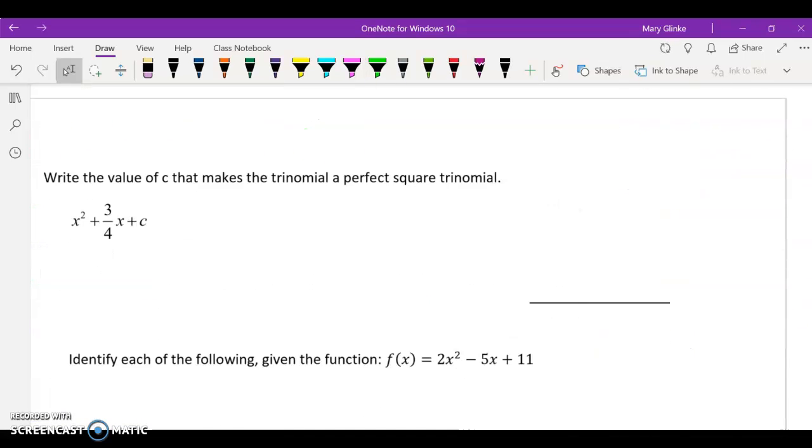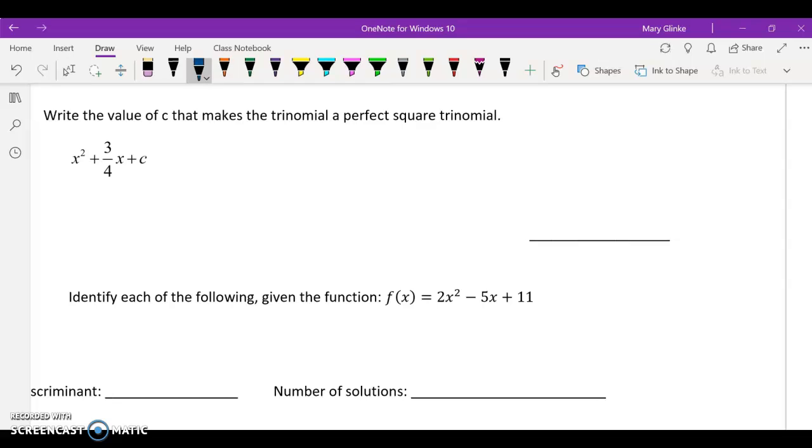On the back side, this went much better here. Looking at these ones, b divided by 2 squared is going to be what our c value is. So it should be 9 over 64.